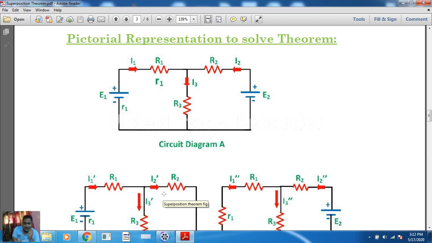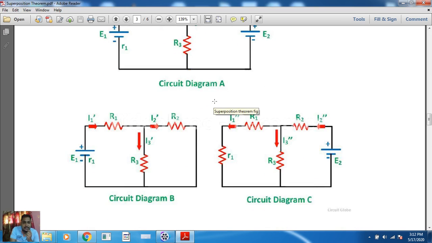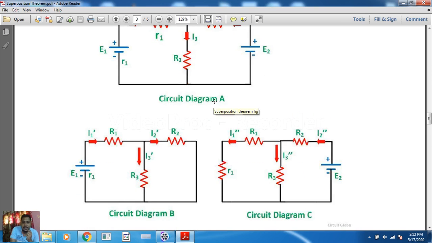And now, just for your simplicity, before going to the procedure of the solution, I have kept over here the pictorial representation of how we can solve a superposition theorem. So there are three circuits as we can see: circuit diagram A, circuit diagram B, and circuit diagram C.